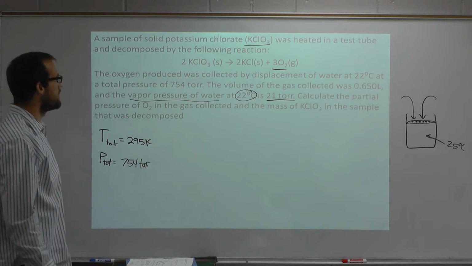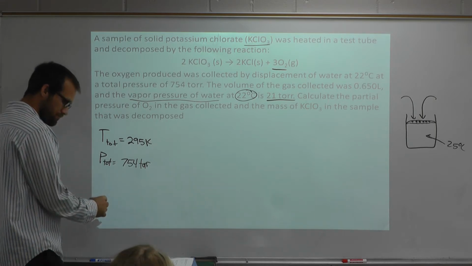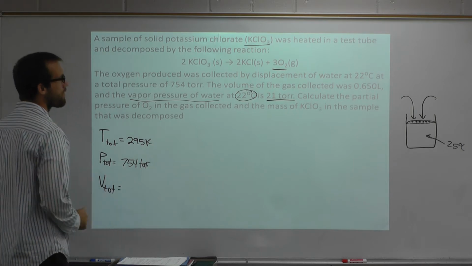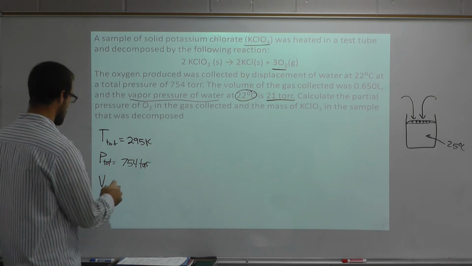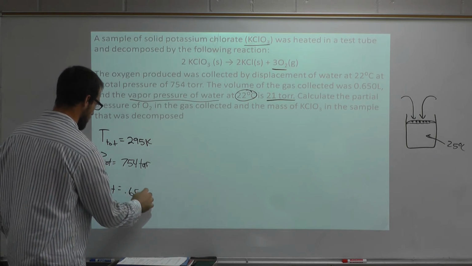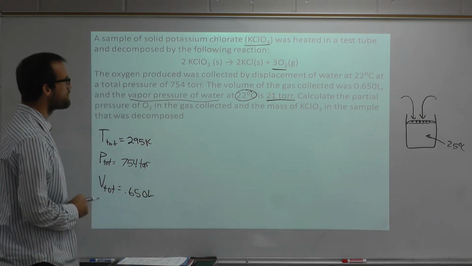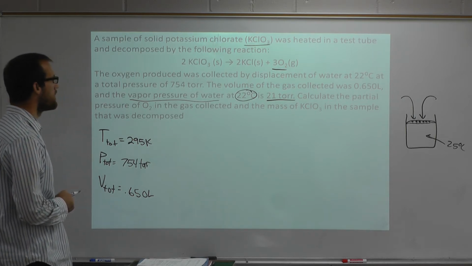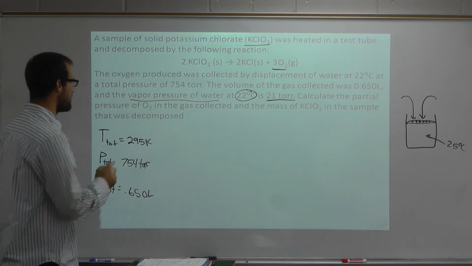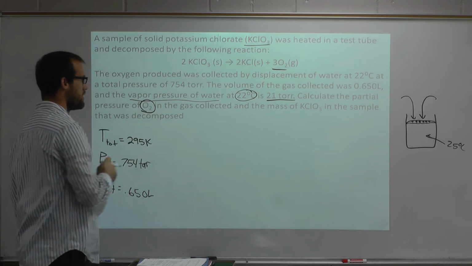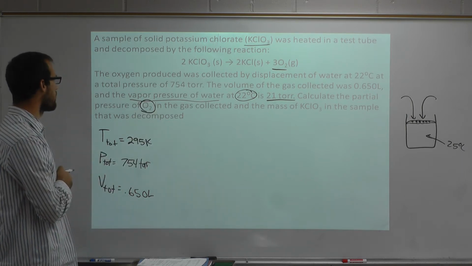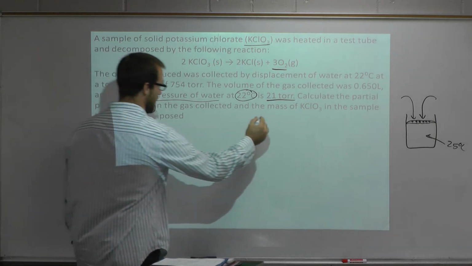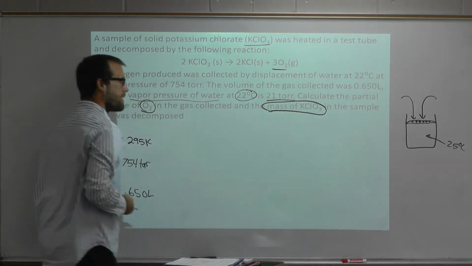Okay? The volume of the gas collected is 0.650. Calculate the partial pressure of O2 and the mass of this. Oh yeah. Sweet.